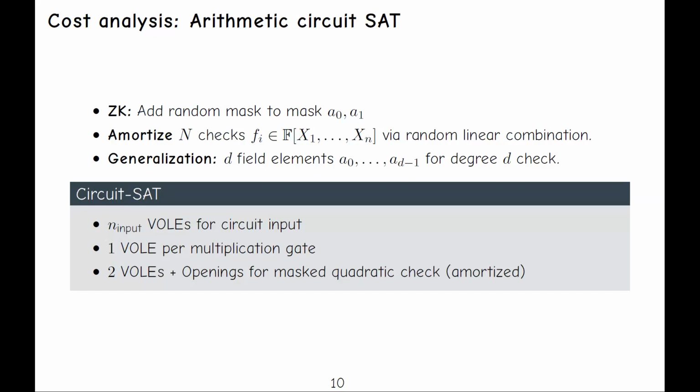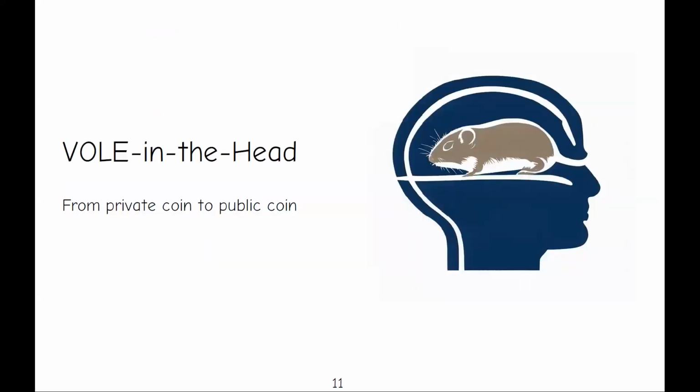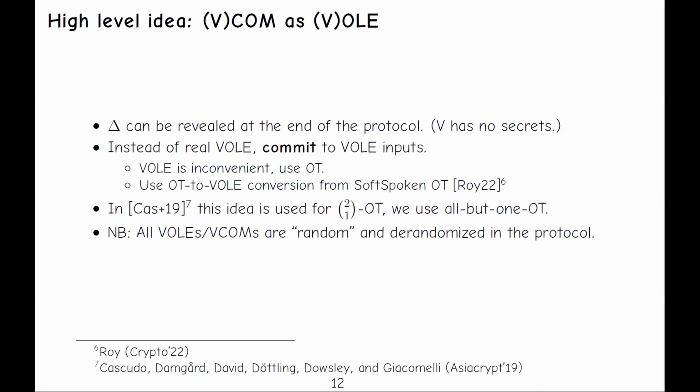And now let's try to make these VOLE-based zero knowledge proofs non-interactive. And we do this by doing VOLE in the head. So for this, we need to go from the private coin setting, where we use some very efficient, let's say, LPN-based VOLE, to some public coin realization. And the idea here is that the delta, which the verifier chooses, does actually not have to be secret at the end of the protocol, because it's not really a secret of the verifier, it's just a temporary secret for the protocol to ensure the soundness.